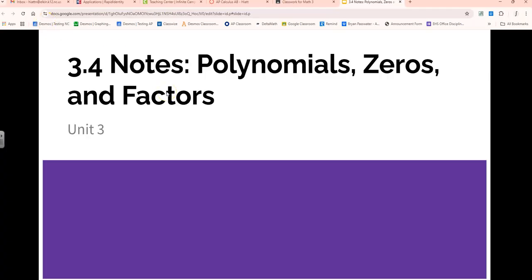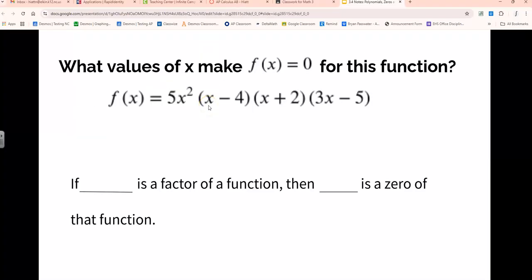So today we're talking about polynomials, zeros, and factors, and how all of those things are related, because we've really already talked about all three of those things, but we haven't looked at how all three of those are related to each other. So, for this equation, I want to know what would make this equation equal to 0. What number could I plug in that would give me 0 for this equation?